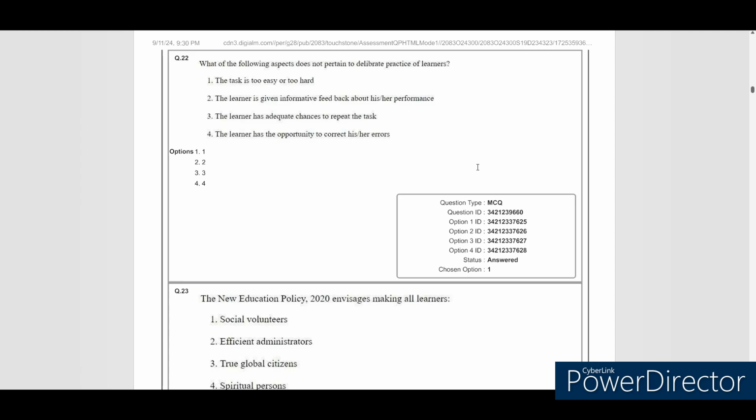Which of the following aspects do not pertain to deliberate practice of learners? The task is too easy or too hard. The learner is given informative feedback about his or her performance. This is very clear. The learner has adequate chances to repeat the task. That is also good. The learner has the opportunity to correct his or her errors. That is also fine. But when it comes to the first option, that is the task is too easy or too hard, I think it won't fit in this frame. So it is also very direct.